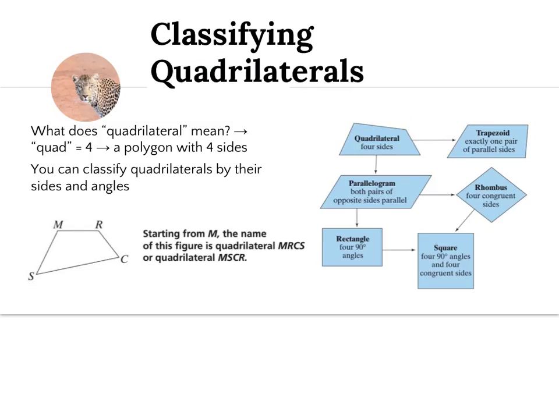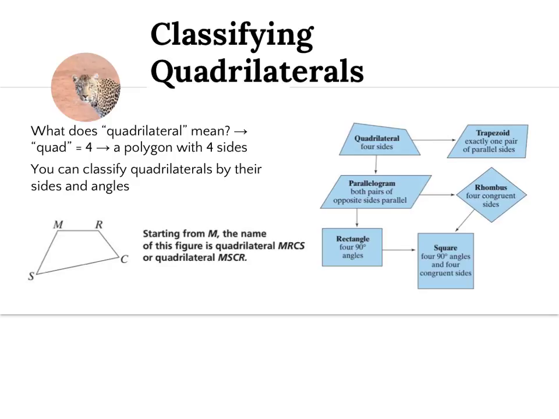But the triangle isn't the only polygon. We also have quadrilaterals. Think of quad, which means 4. Like if you've ever ridden a quad, it has 4 wheels. And you can classify quadrilaterals by their sides and their angles.